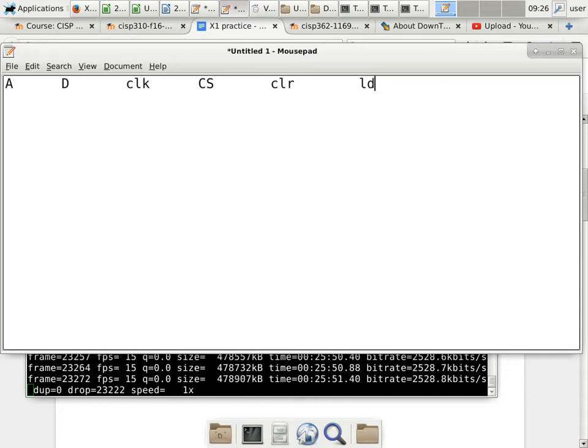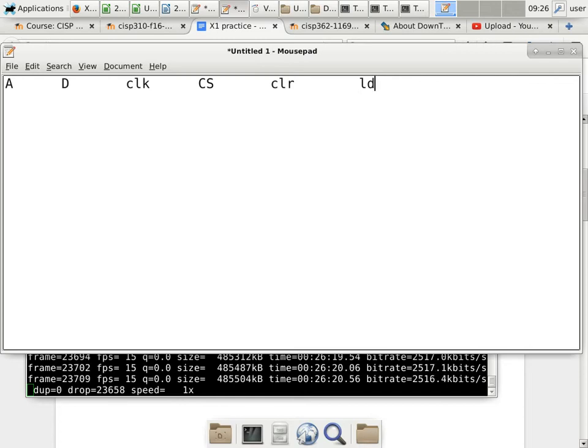Clock is the transition. Remember, a RAM chip only writes to memory on a rising edge. It's rising edge sensitive. CS is chip select. If chip select is not high for a particular chip, it doesn't pay attention to anything. So you better make sure that chip select is a one before you do anything important. Clear is reset. It changes all the content of the RAM chip to zero, which probably is not what we want to do here.